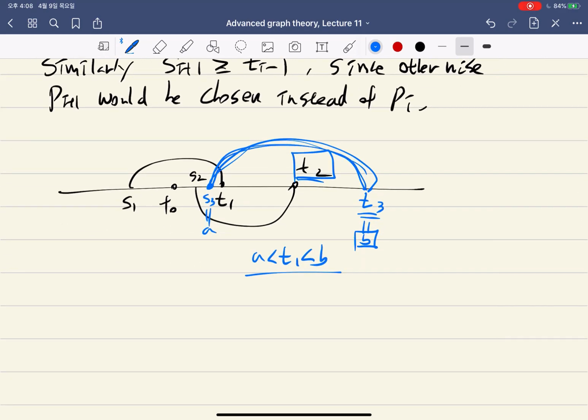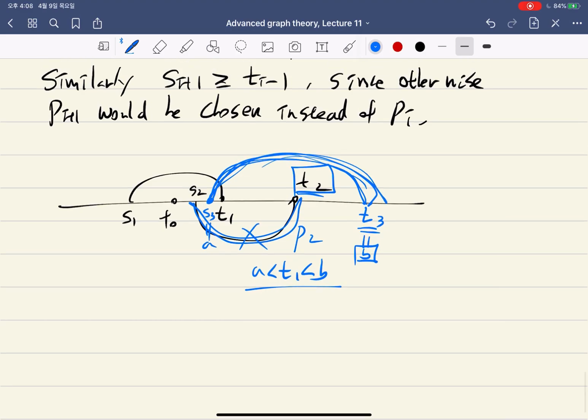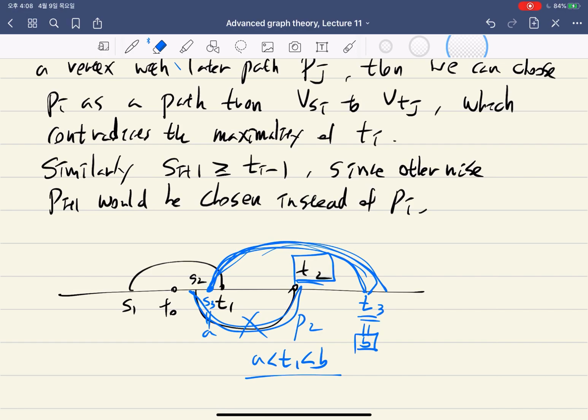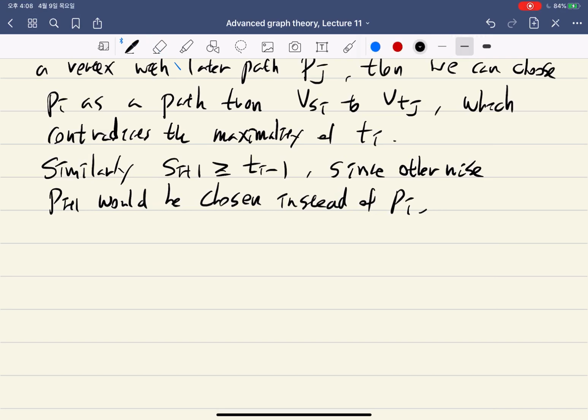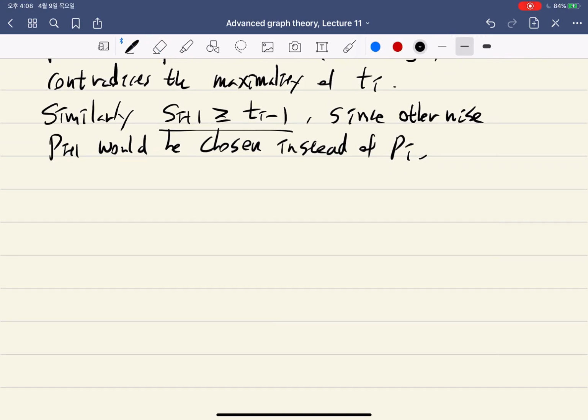So this path is actually a better path than this P2. So instead of P2, we would have chosen this, which is a contradiction of the maximality of this T2. So we have this property.